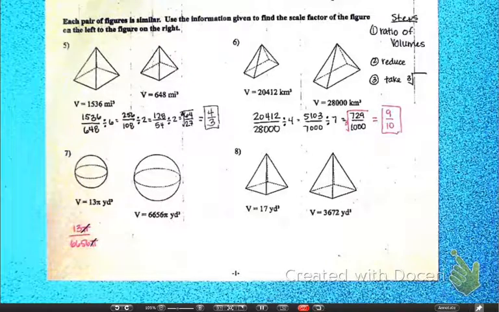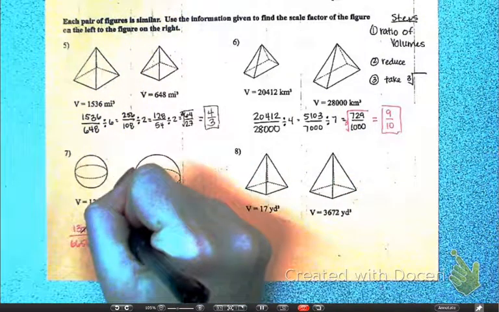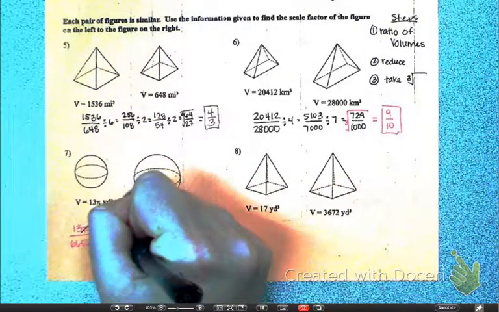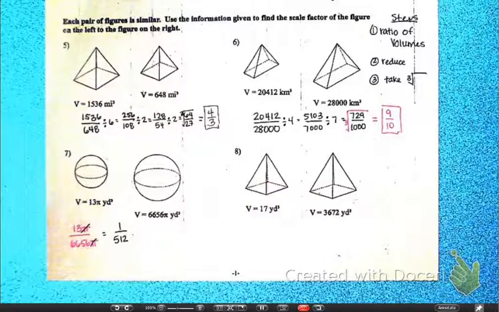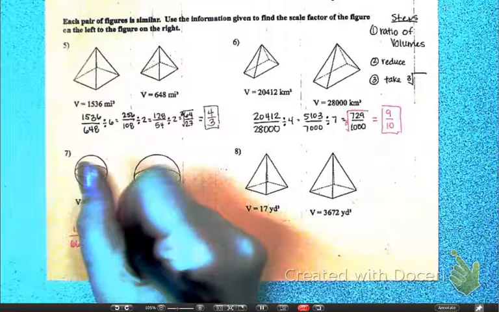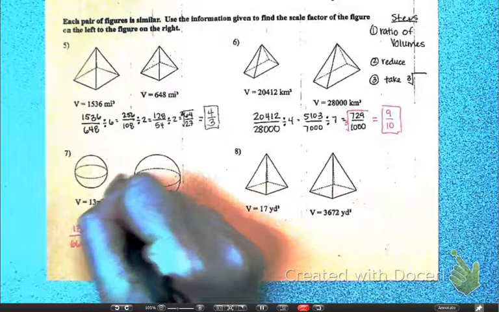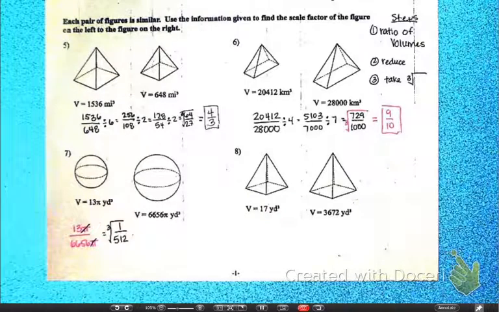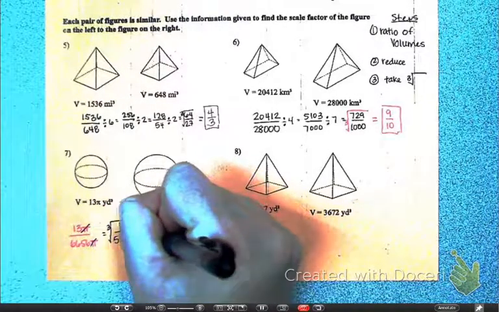So I'm going to try to divide 6656 by 13, and it goes in nicely. So I have 1 over 512. I know 1 doesn't reduce anymore, so my final step is to take the cube root of 1 over 512. And what did you end up with? 1/8?